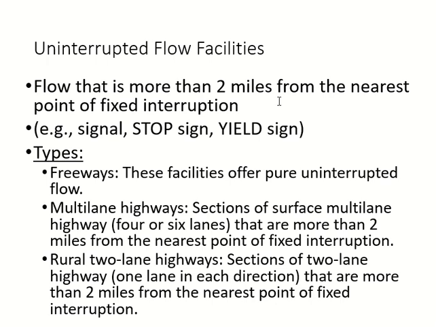So we are going to discuss 3 types of uninterrupted flow facilities: freeways, multi-lane highways, and rural 2-lane highways. Freeways are pure uninterrupted flow facilities. That means they don't have intersections. Multi-lane highways and rural 2-lane highways fall under this category, where the intersection spacing is more than 2 miles. And the difference between these two is the number of lanes. This one has 2 lanes, the multi-lane has more than 2 lanes. And keep one thing in mind, the number of lanes is mentioned for both directions. So it's a total, okay, total of both directions. So 2 lanes means 1 lane in each direction.